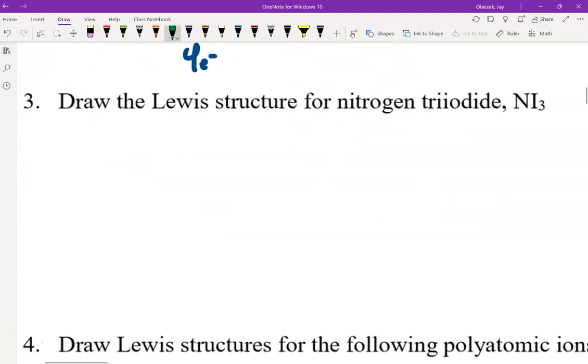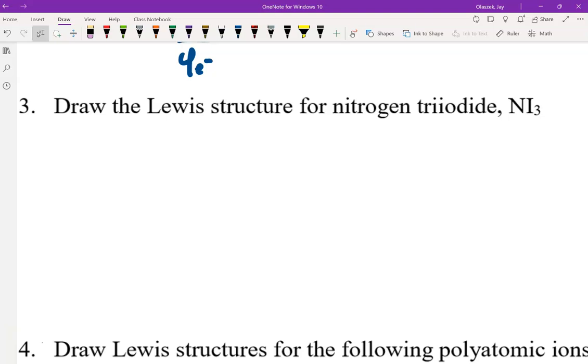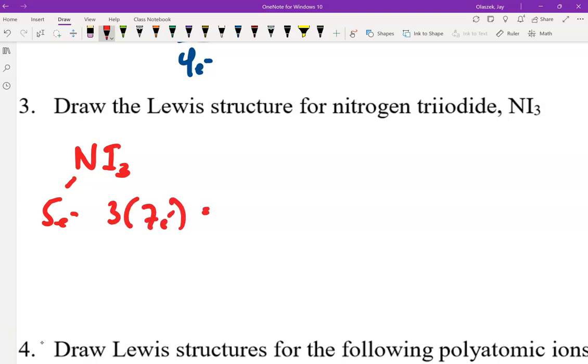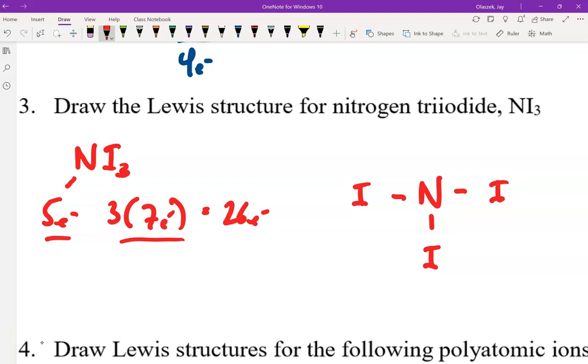Okay, let's do nitrogen triiodide. This one is a molecule that looks like this: nitrogen and 3 iodines. The nitrogen has got 5 electrons. We have 3 iodines, and they each have 7. That means we have 21 plus 5 is 26. We'll put our nitrogen in the middle. We'll put 3 iodines, 1 on each side, just because it's simplest, and that means we've used up 2, 4, 6 electrons on the bonding. That means we have 20 electrons left.